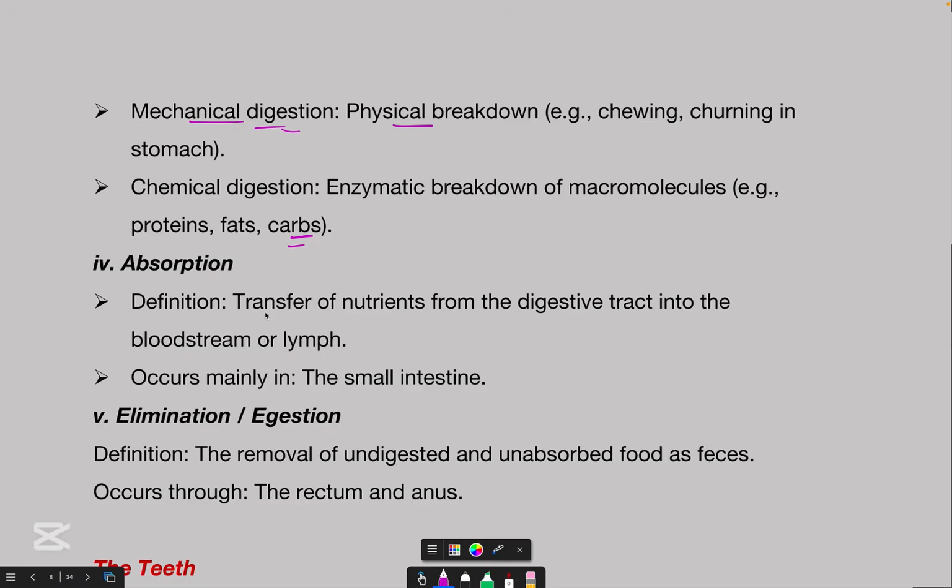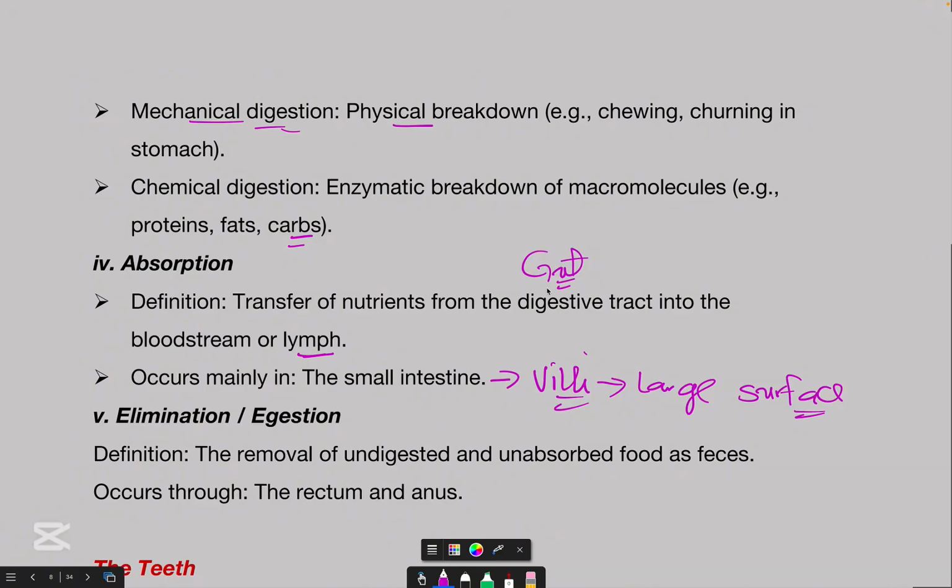Then absorption. Absorption is the transfer of nutrients from the digestive tract into the bloodstream or the lymph. It occurs mainly in the small intestine. Where in the small intestine? In the villi of the small intestine. Why? Because the villi have a large surface area for absorption to take place. Are you getting it now? So absorption is the transfer from the walls of the GIT, which is the gut, to the bloodstream. So the process by which the food particles you eat get into your blood is what? Absorption.